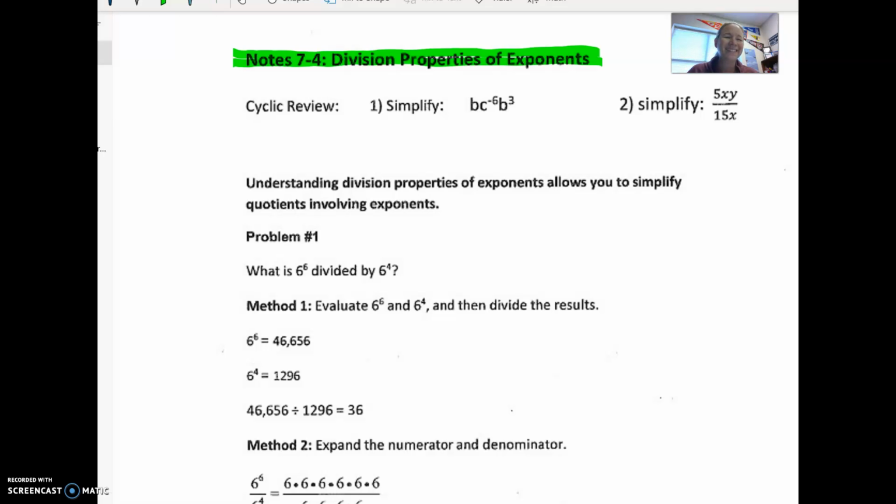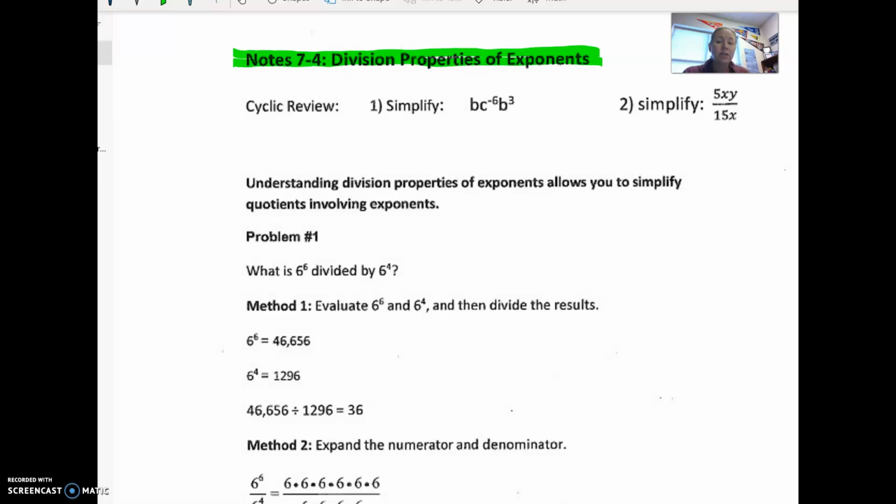Hi. So let's get going with today's lesson. We're going to be talking about division properties of exponents today. Now, understanding these division properties of exponents, of course, allows us to simplify when we have quotients involving exponents. And just think of these as shortcuts, because writing out everything in expanded form would take a lot of time.